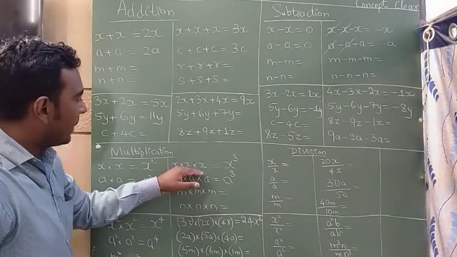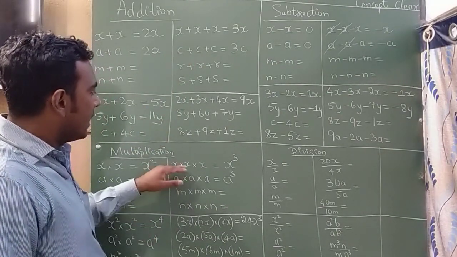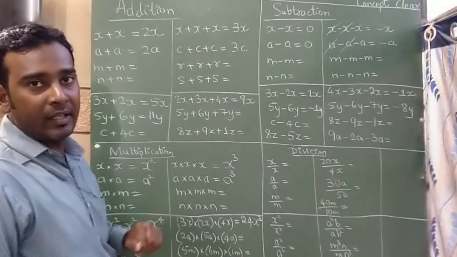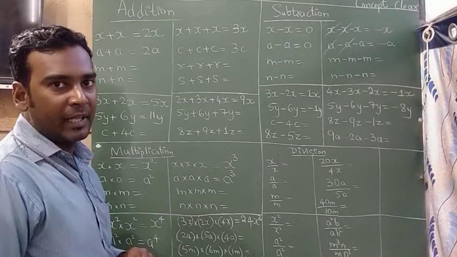Don't get confused with the multiplication and addition. Most of the students, what they think is, since there are 3, so there is an x cube. Similarly, they do the same thing in addition. So don't get confused. That is addition and this is multiplication.